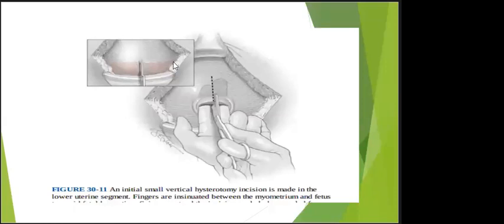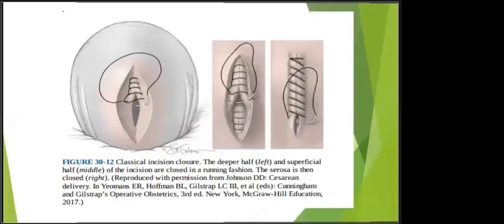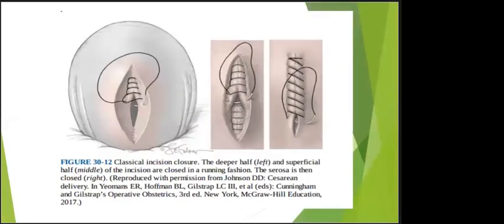So this is how it is done. After you have opened the abdomen, whether it is a transverse abdominal incision or a midline abdominal incision, coming into the uterus, you will do a classical incision from the lower uterine segment up to the fundus. Then after you have delivered the baby, the same as with lower uterine segment incision, you close the uterus layer by layer.